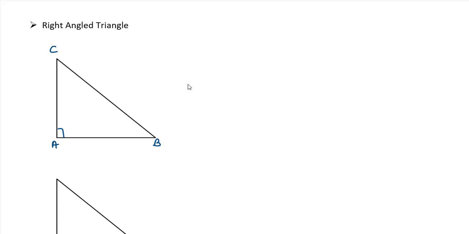The first formula that should come into your mind in relation to right angle triangle is the Pythagoras theorem. So what is the Pythagoras theorem? It states that the square of the hypotenuse, that is CB, is equal to sum of the square of the two perpendicular sides, which will be AB square plus AC square. So this is our Pythagoras theorem.